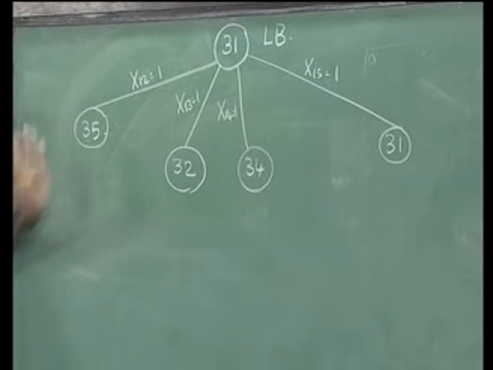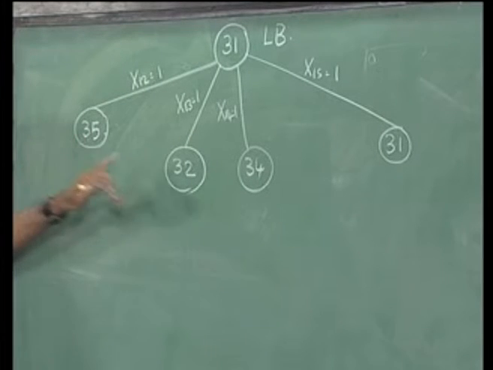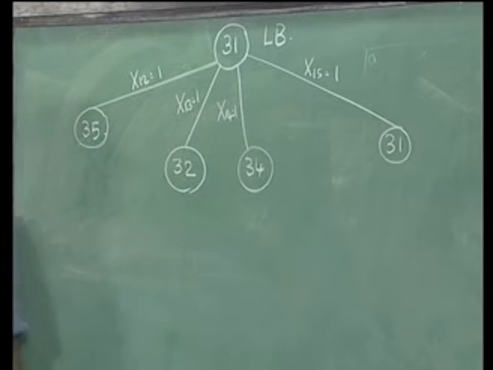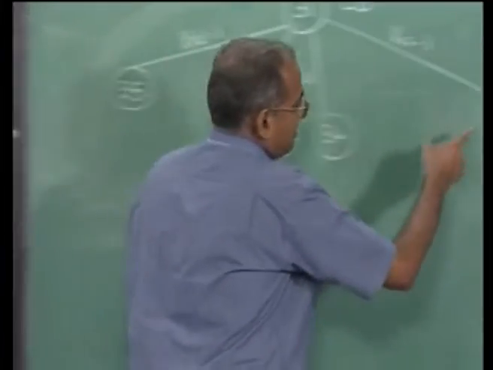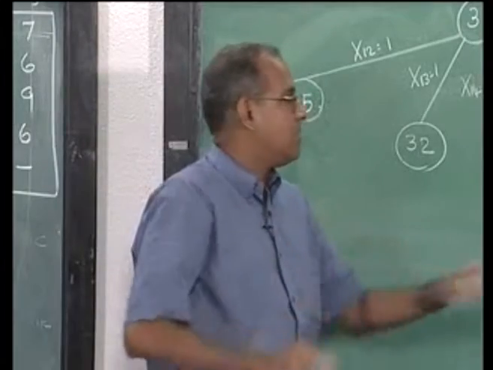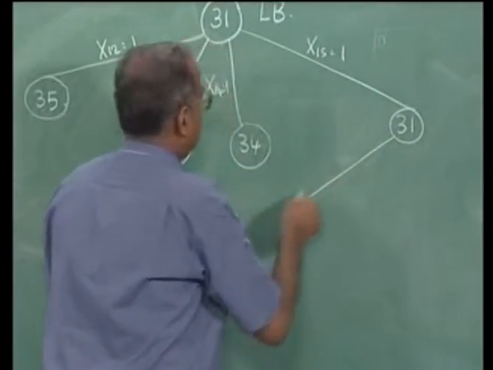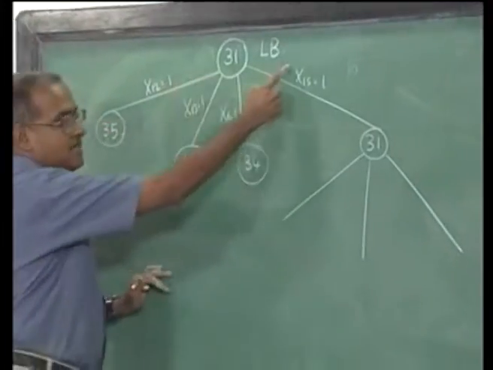So, what we have done is at one level we have said that if the person goes from 1 to 2, it is 35 or more, 32 or more, 34 or more, 31 or more. Now, we want to minimize the total distance travelled. So, we branch further from this because it has the minimum value of the lower bound. So, when we branch from here, now you create 3 more branches. There were 4 branches created here.